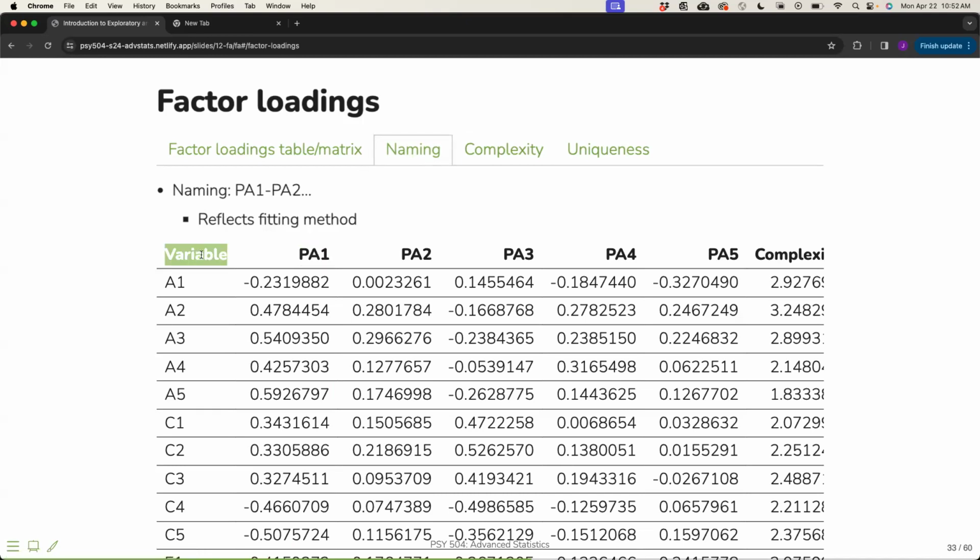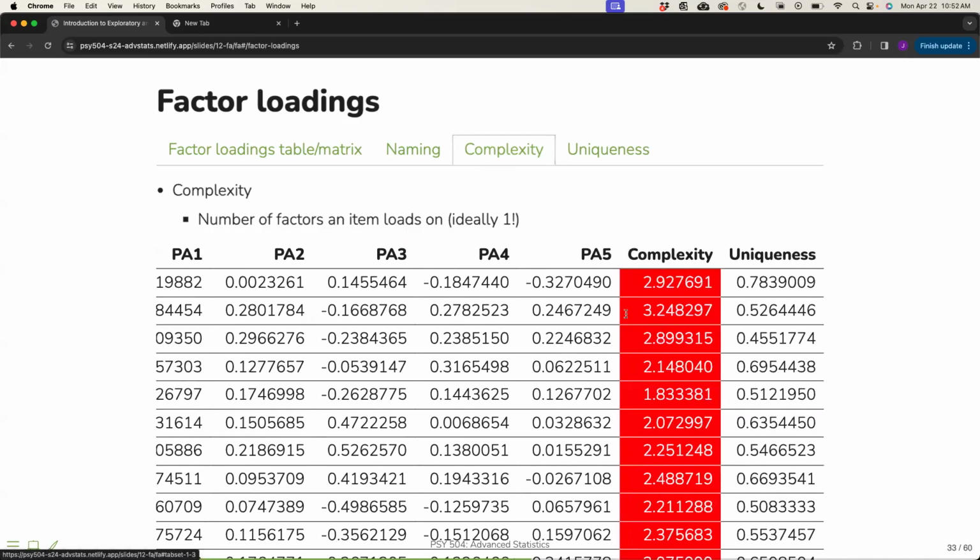At the top of the table, we have names. This does not label the factors intuitively, so you get factors called PA1, PA2, PA3. Don't put these as your factor names when you're writing a paper. This is not interpretable. It basically just reflects the fitting method that was used to fit the factor analysis, and it just produces names for you. This represents the first factor, this represents the second factor, and so forth and so on.